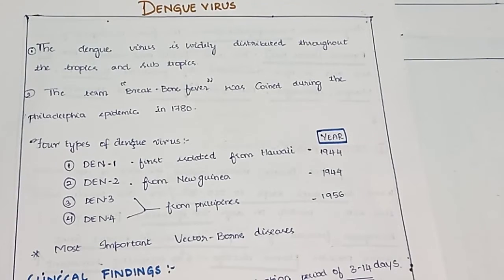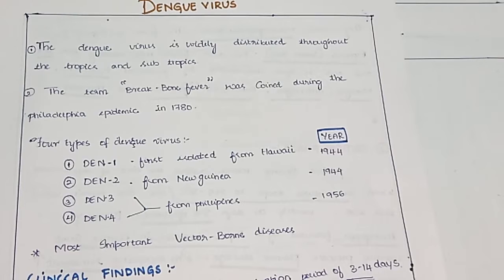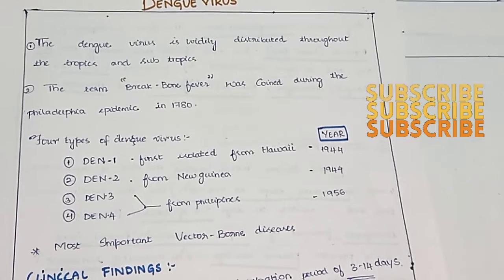Today I am going to discuss the dengue virus. The dengue virus is widely distributed throughout the tropics and subtropics. The term breakbone fever was coined during the Philadelphia epidemic in 1780. Four types of dengue virus were isolated.